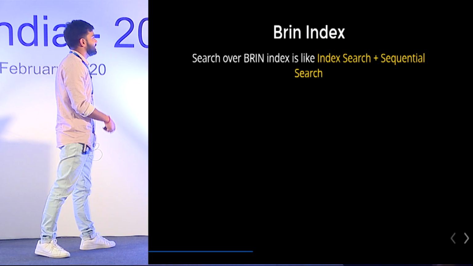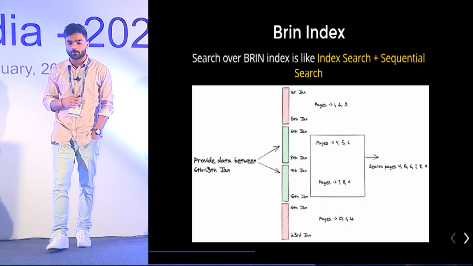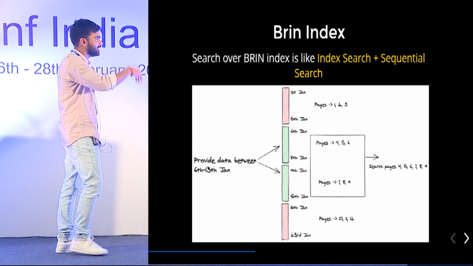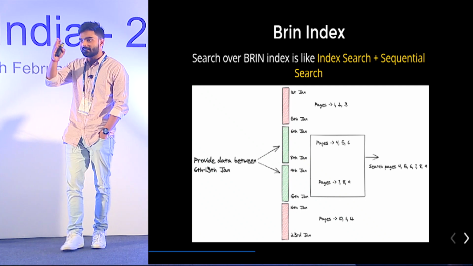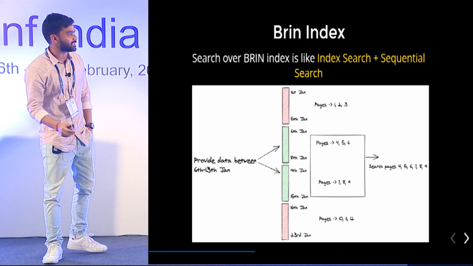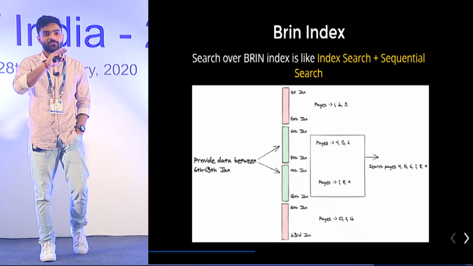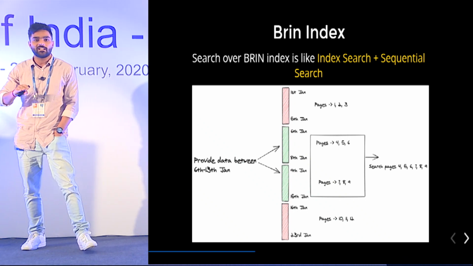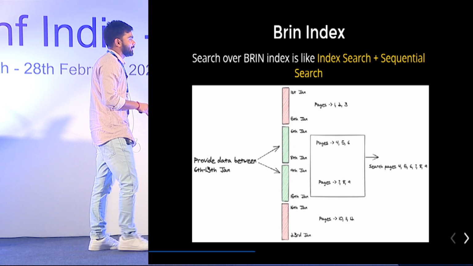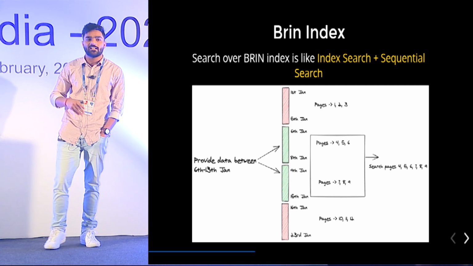Search over Brin index is like an index search plus a sequential search. What does that mean? Suppose you have a Brin index like that in the middle. That Brin index is indexed over a date column which has different blocks. This block contains data between 1st Jan to 5th Jan, another block contains data between 6th Jan to 8th Jan, and so forth. And you execute a SQL query which says provide me data between 6th Jan to 13th Jan.